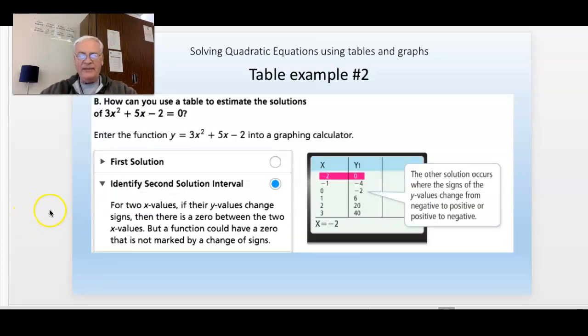This is the estimate part. Sometimes you generate a table of values and it shows a 0, but the other 0 is not shown there. But we know there's a 0 here because it changed from negative to positive. It must have crossed the x-axis here somewhere. So just look back at the x. It's somewhere between 0 and 1 where it crossed the x-axis.